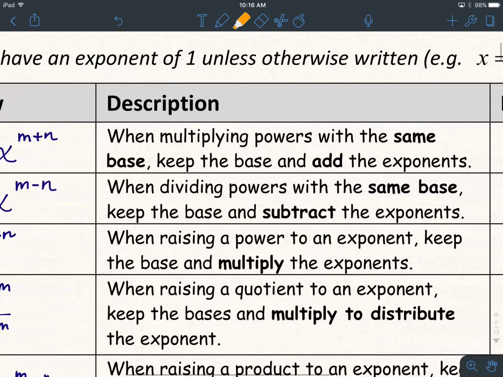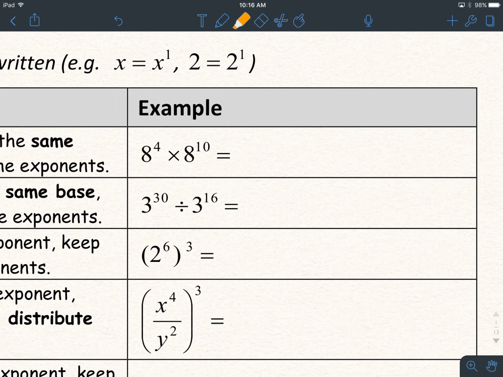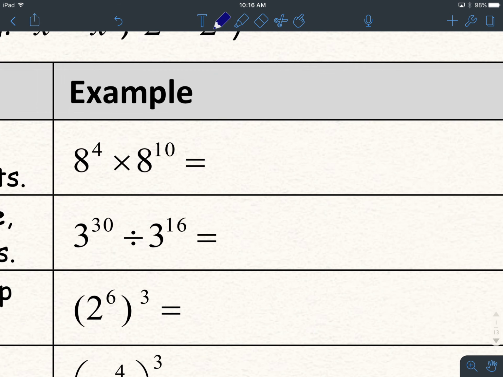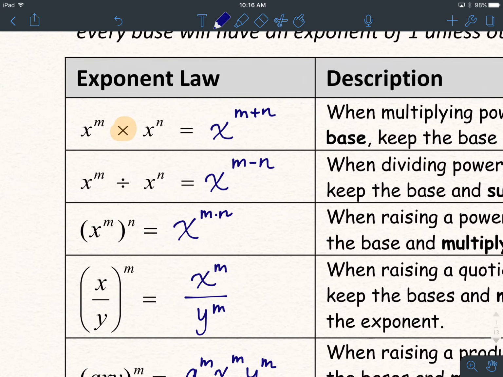And if we look over here, that explanation I just said out loud, in this case, if we have 8 to the exponent 4 times 8 to the exponent 10, that's going to be 8 to the exponent 4 plus 10, which will give us 8 to the exponent 14. I'm just adding those two numbers together. Similar idea if we are dividing powers by the same base.